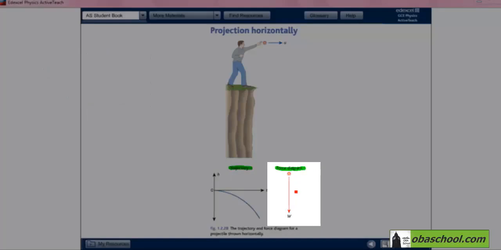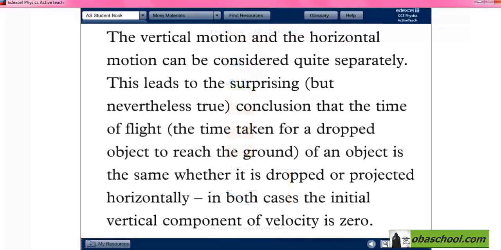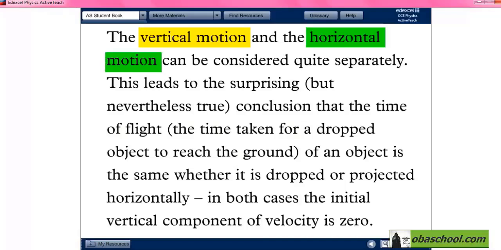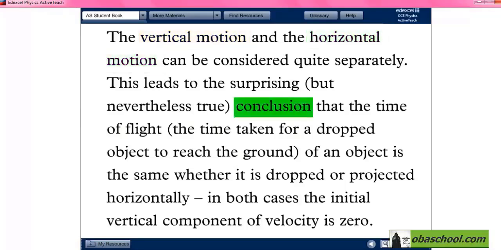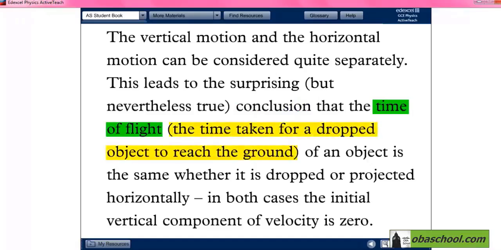The acceleration here is vertical. The horizontal speed will not change. That means the vertical motion is what will accelerate. The vertical motion and the horizontal motion can be considered quite separately. This leads to the surprising but nevertheless true conclusion that the time of flight, which is the time taken for a dropped object to reach the ground, of an object is the same whether it is dropped or projected horizontally.